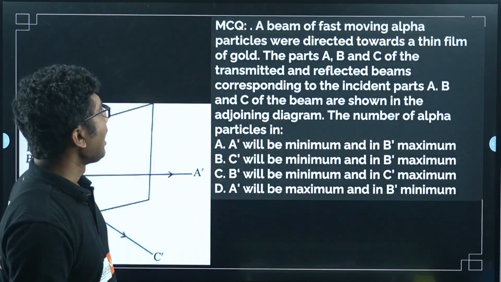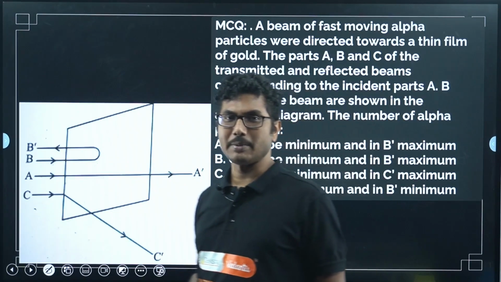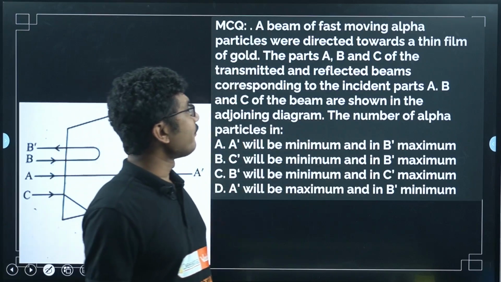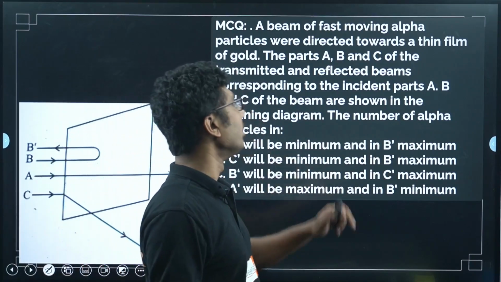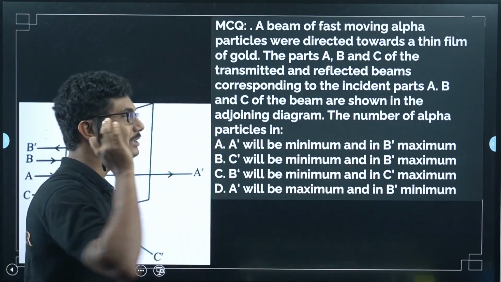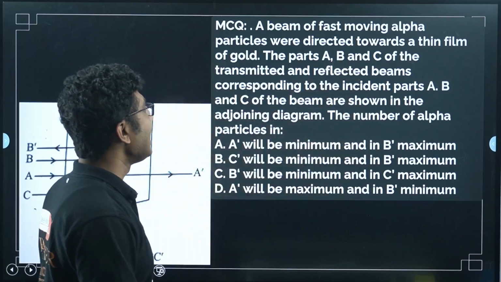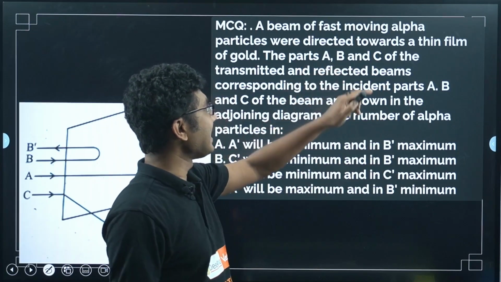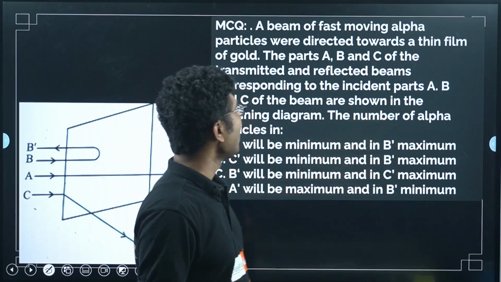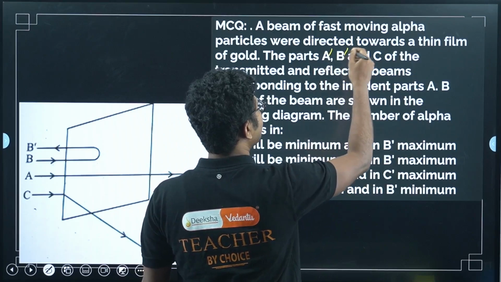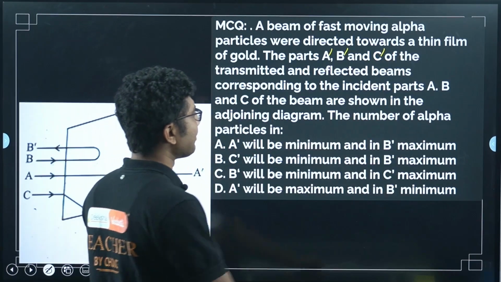Now let us look into one question from your previous KCET question paper. A beam of fast moving alpha particles was directed towards a thin film of gold. That is the alpha particle scattering experiment. Instead of mentioning the experiment name, they have given you the experiment itself. Three parts A, B and C of the incident beam, and the transmitted and reflected beams corresponding to the incident parts are A dash, B dash and C dash.